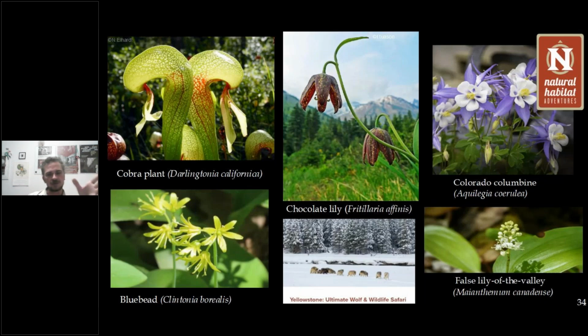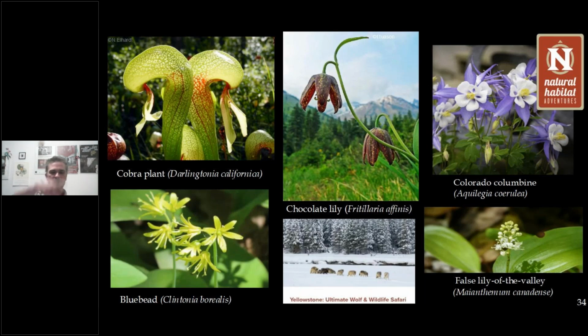Moving on to some of the beautiful flowers that give color to your environments. Here is the Colorado columbine, endemic to central United States. A flower that I particularly like is the chocolate lily, a species widespread on the western side of Canada and United States, which you may be able to observe in Yellowstone as well. Let me mention then one of the most famous Nat Hab trips, Yellowstone Ultimate Wolf and Wildlife Safari. I'm very jealous of your national parks.